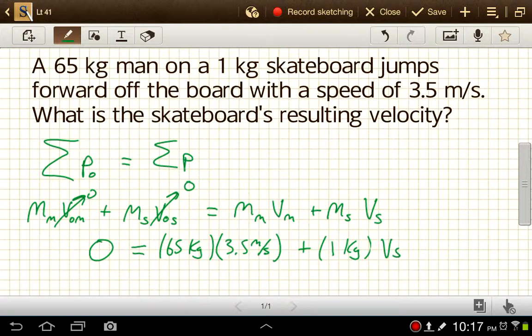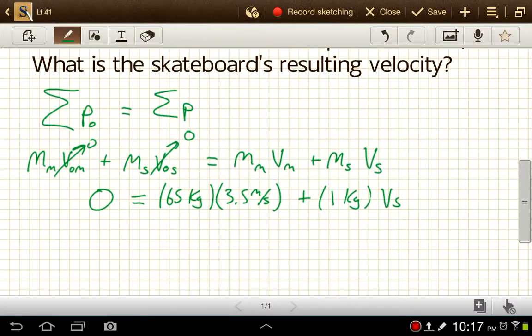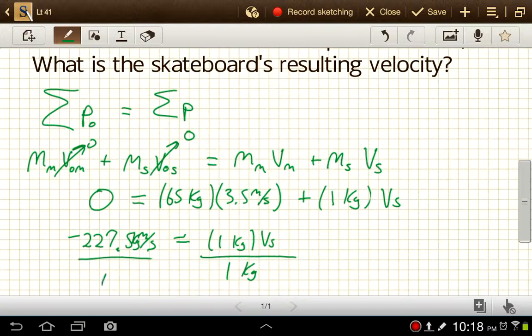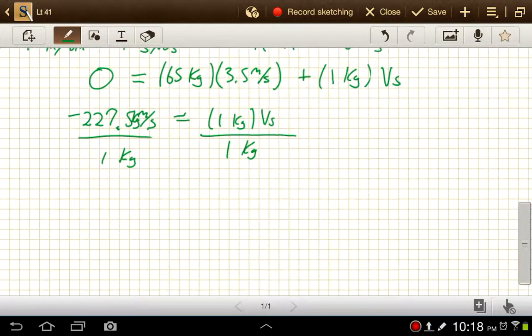I'm just going to multiply the 65 times 3.5 together and subtract that to the other side, and then I'll find that I get negative 227.5 kilogram meters per second is equal to 1 kilogram times the velocity for the skateboard, and then divide both sides by 1 kilogram to get that the final velocity for the skateboard is negative 227.5 meters per second.